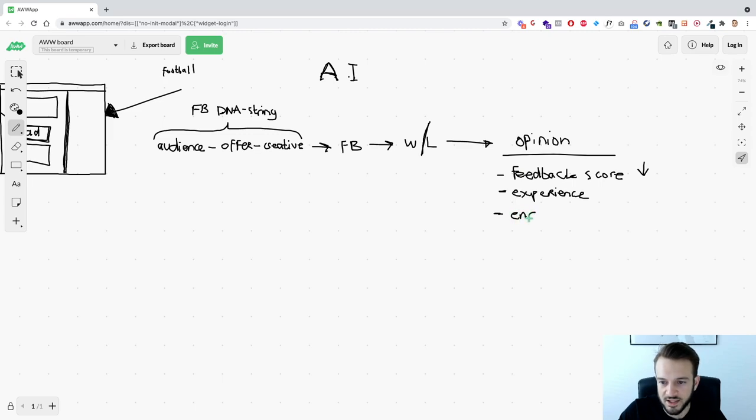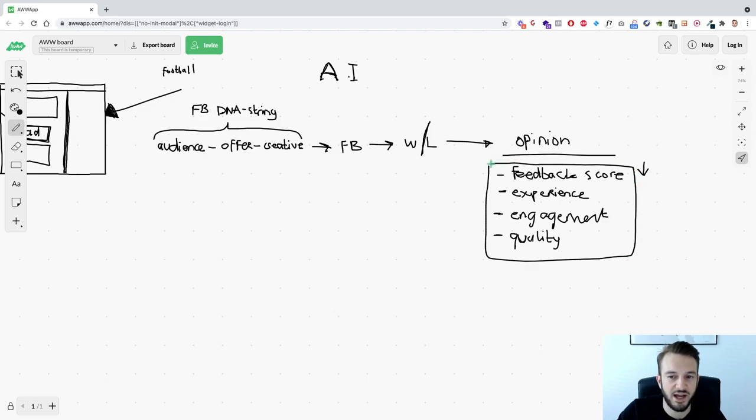Then, of course, we've got the engagement rate ranking, and then you've got the quality ranking, which is also like what's the quality of the advertisements? Is it HD? Is it a good quality image, and so on. Okay, so basically Facebook's AI, not Facebook itself, uses all of this to form an opinion on your advertisements.